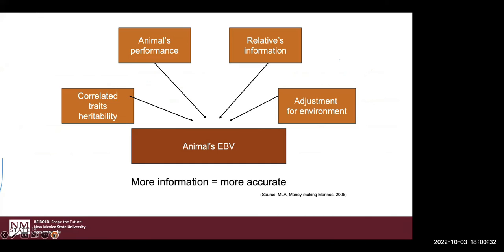So what goes into an estimated breeding value? It's a combination of the heritability of a trait and the animal's actual performance, right? So very similar to other genetic measures. The producers of these purebred animals have to report birth weights and weaning weights and yearling weights and so on, wool quality and the like. Then relatives' information, which would be the pedigrees. And then adjustments for environment, which is very important when it comes to selection. Next slide.